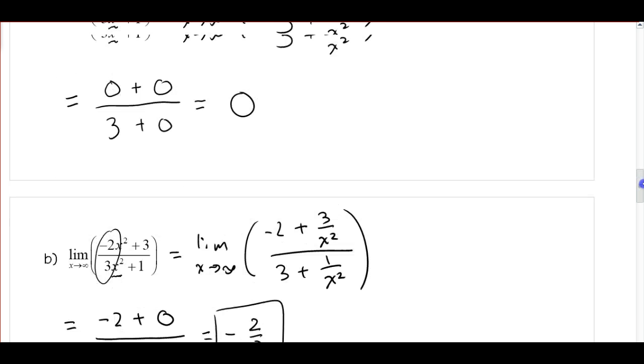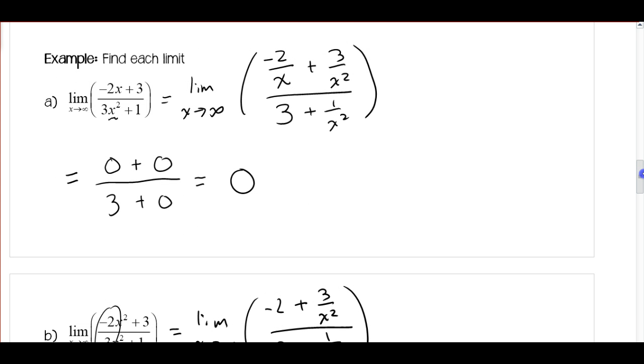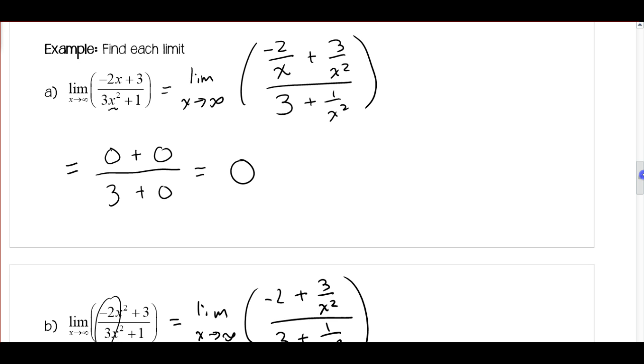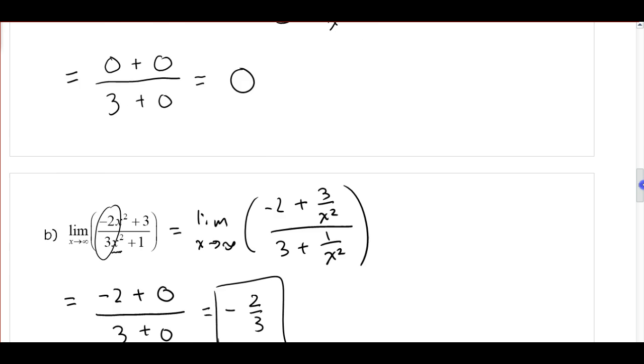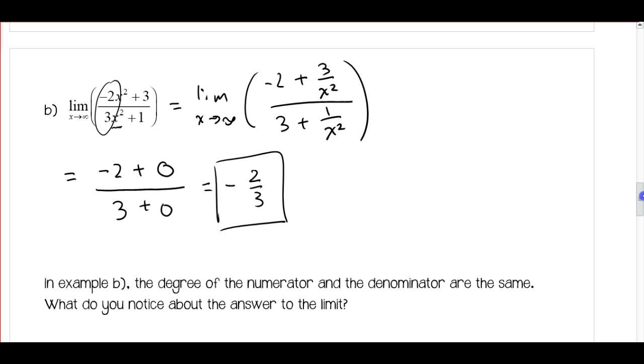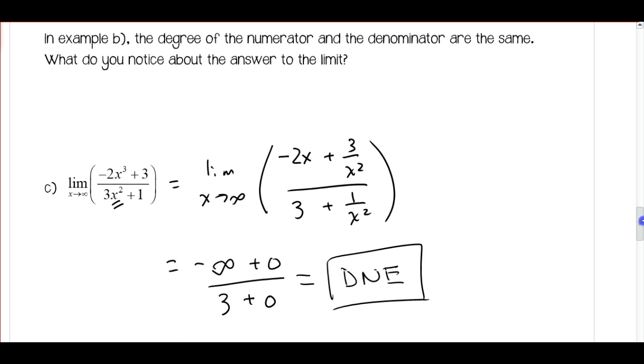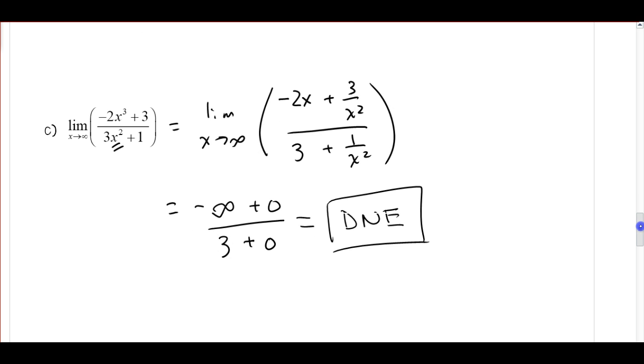Alright, so 3 different cases in this first example. For the first part, we had a limit of 0. Notice that the degree of the numerator was less than the degree of the denominator. Example B, the degree of the numerator and denominator were the same. And example C, the degree of the numerator was greater than the degree of the denominator.